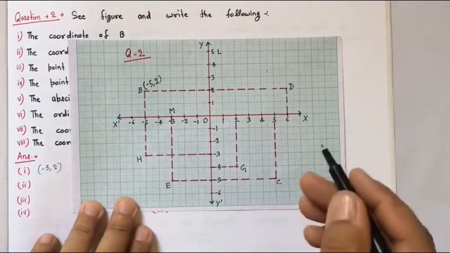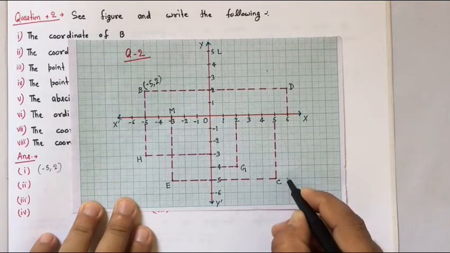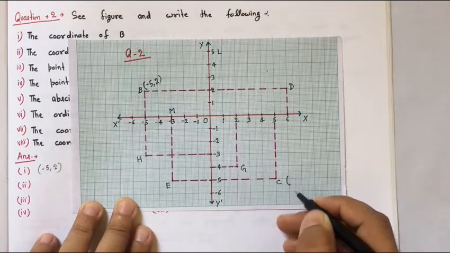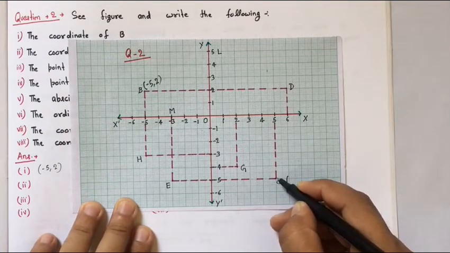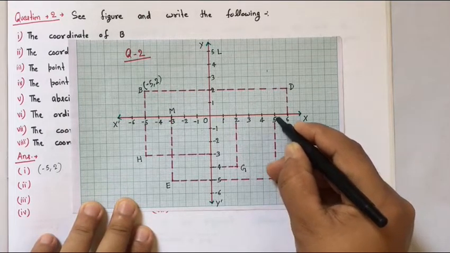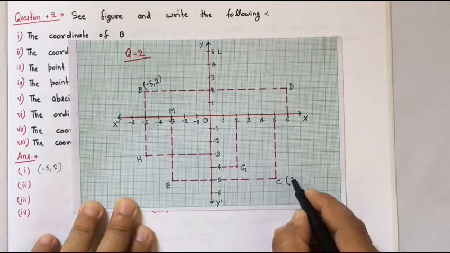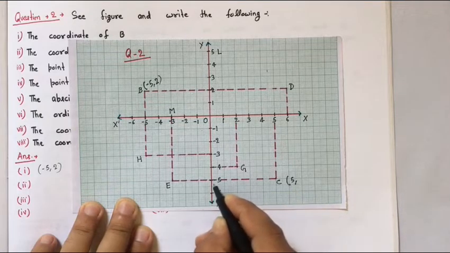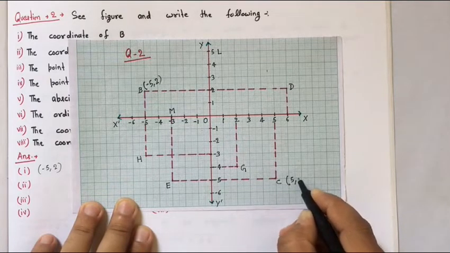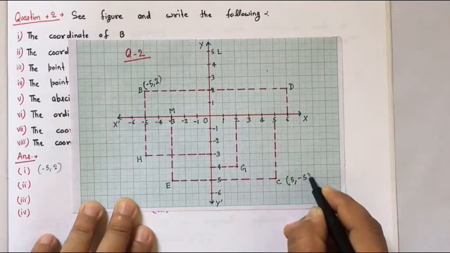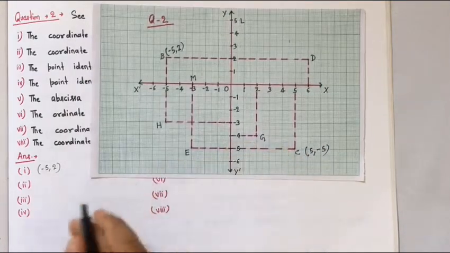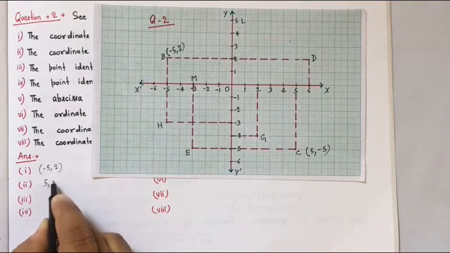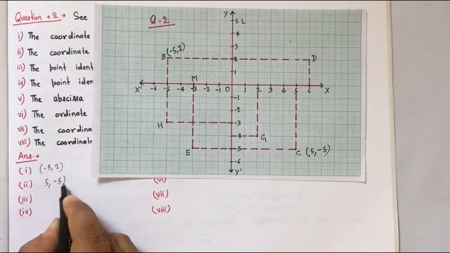Okay, now first of all we look perpendicular on the x axis and then on the y axis. From the point C, perpendicular on the x axis is 5, and from the point C, perpendicular on the y axis is -5. So the coordinate of your point C is 5, -5. Write down here the answer 5, -5.